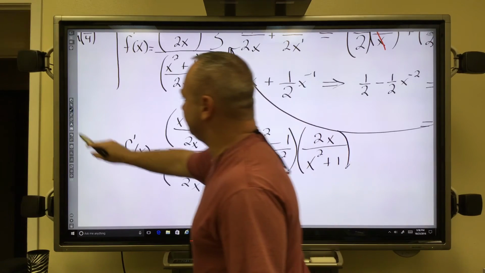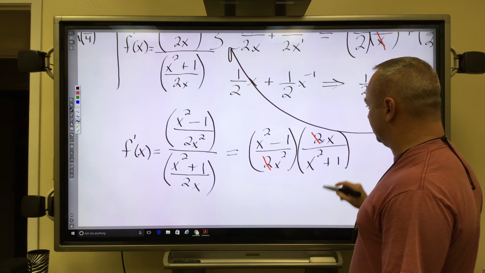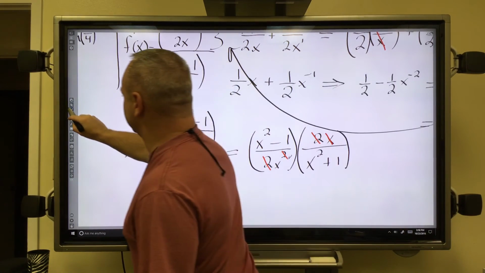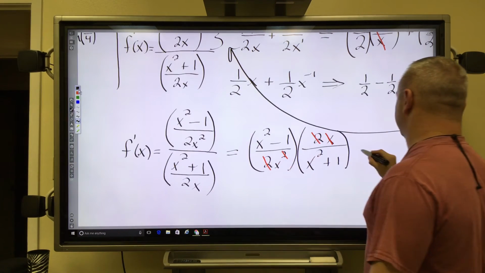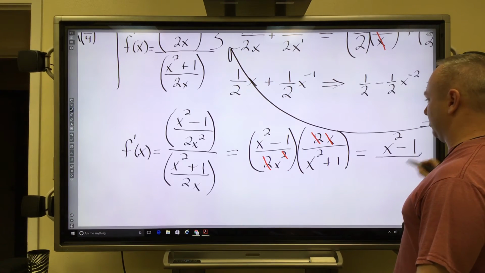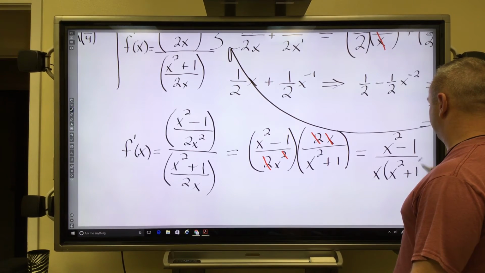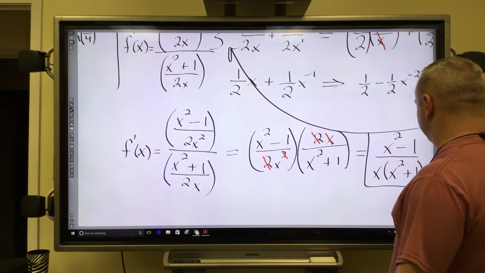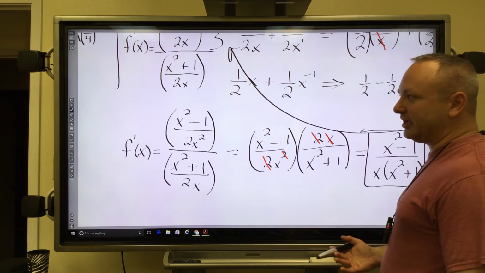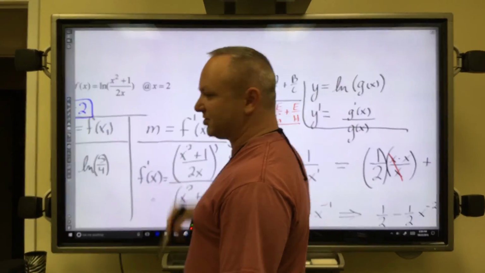All right. 2's cancel. This x and one of those x's cancels. So then this just leaves me with my derivative being x squared minus 1 over x times x squared plus 1. Okay, this is my derivative. That's f prime of x. Now all we have to do is f prime of x1. All right? x1 is 2.